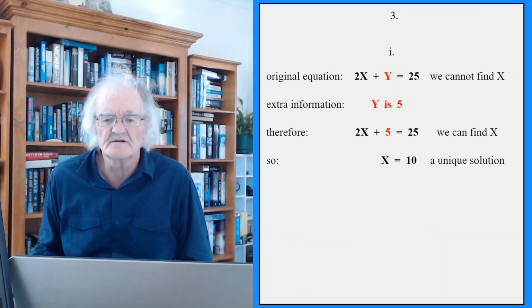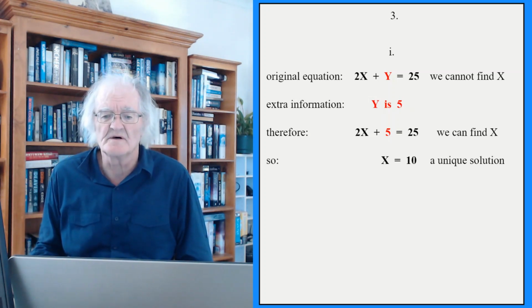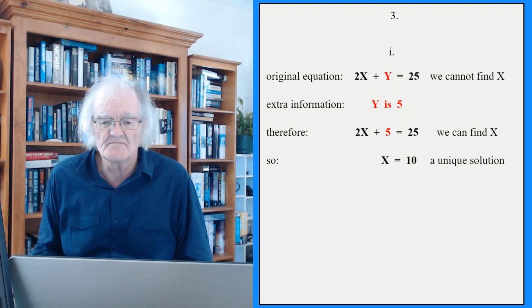If the original equation is 2x plus y equals 25, we cannot use it to find the value of x. But if we are given extra information, such as y is 5, we can modify that first equation: 2x plus 5 equals 25, and we can find x. So in this case, x is 10.